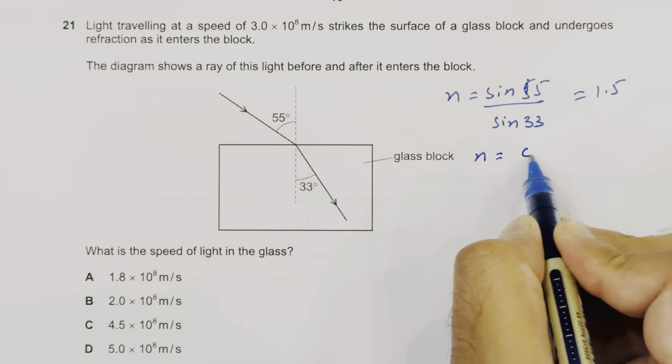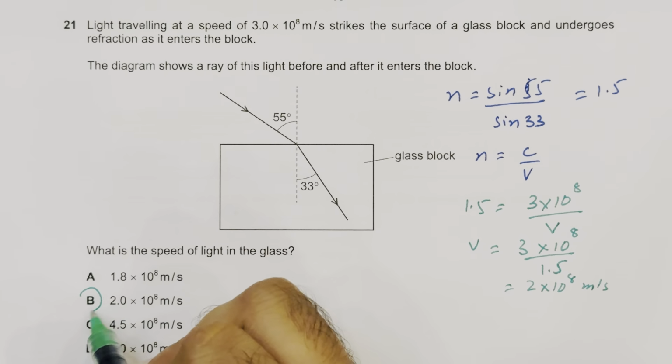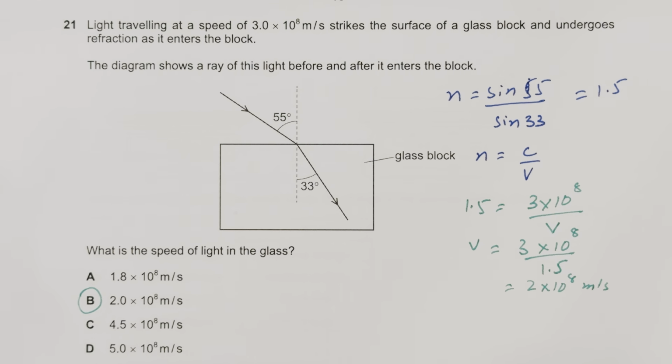Now we're gonna use the formula n is equal to c by v, and we have the value of n that is equal to 1.5, and the value of c is 3 into 10 to the power 8, and we have to calculate the value of v. You can easily calculate by dividing it by 1.5. So you get the value that is equal to 2 into 10 to the power 8 meter per second. So option number B is carrying that answer.